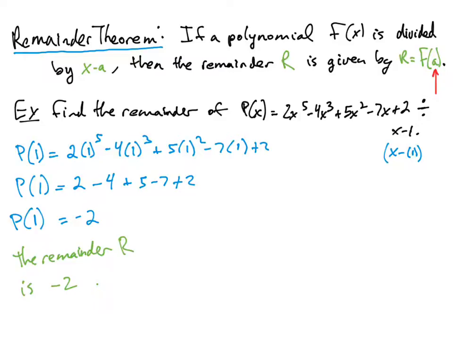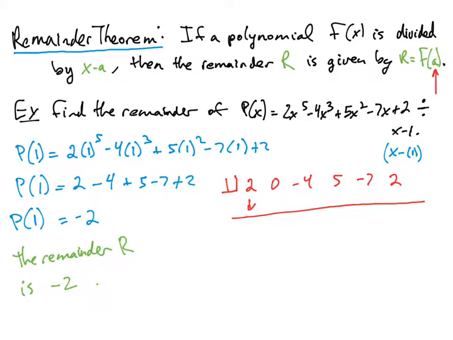Alright, and we can verify this by doing the synthetic division. So I'm going to do that. We're going to be dividing 1 into 2. We have a missing term, the x to the fourth term. So 0, negative 4, 5, negative 7, and 2.